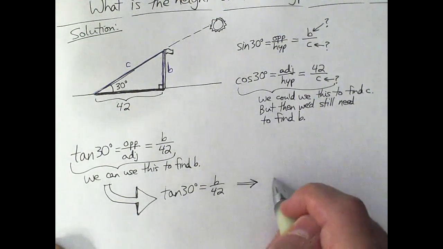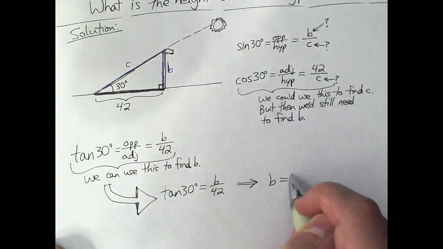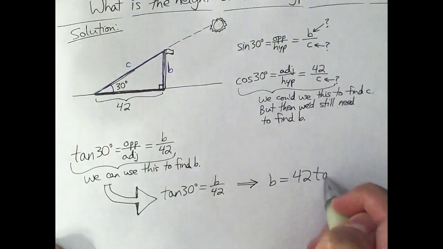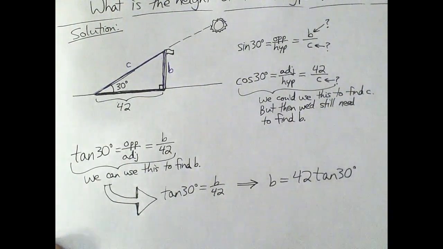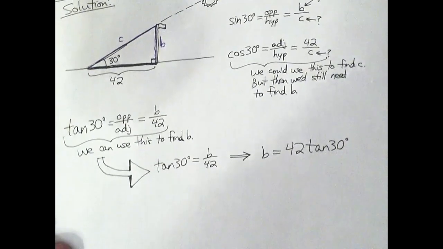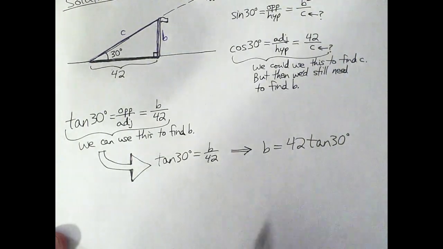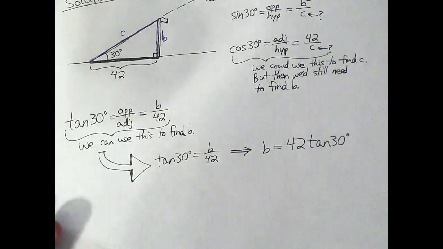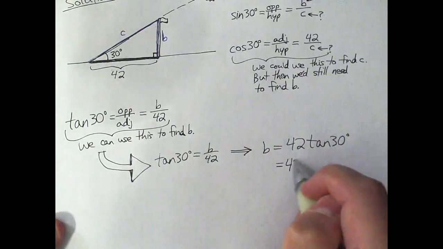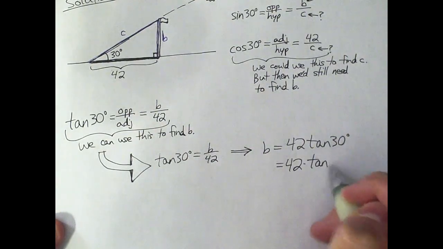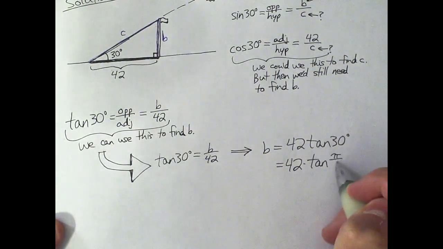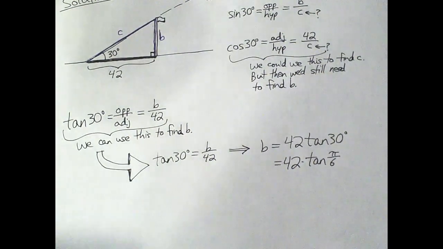So B is equal to 42 tangent 30 degrees. So if we can find tangent of 30 degrees, then we're basically going to get the answer. Let's go ahead and convert it into radians because I'm still thinking of trig functions mostly in terms of values like pi over 6, pi over 3, pi over 2, that kind of stuff.